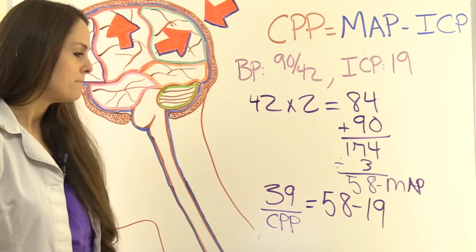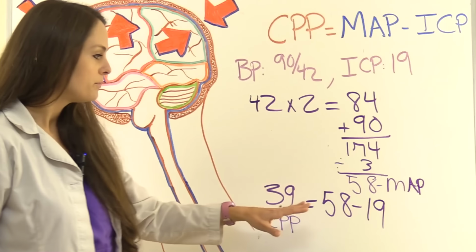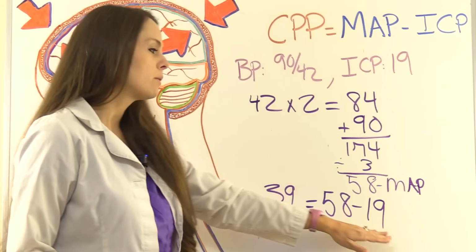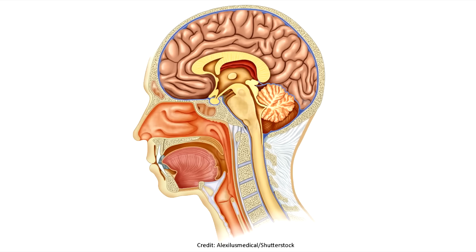It's very, very bad. And as you can tell, when our MAP, our mean arterial pressure, begins to approach our intracranial pressure, our CPP dramatically drops, which is not good. So now let's talk about some conditions that a patient can experience that can cause increased intracranial pressure. And if they do experience these conditions that we're going to talk about, increased intracranial pressure is a complication that you want to monitor them for.